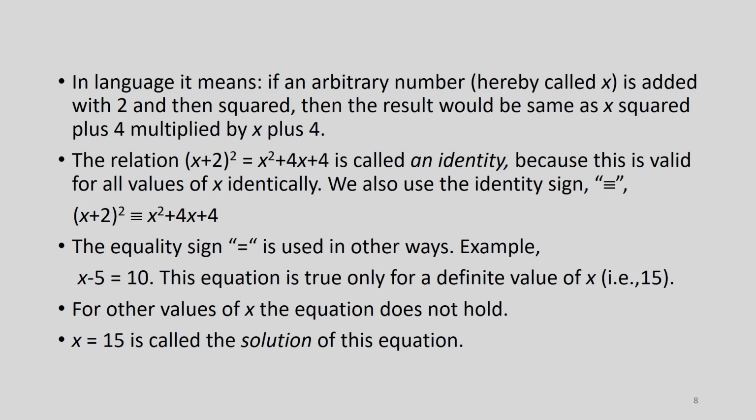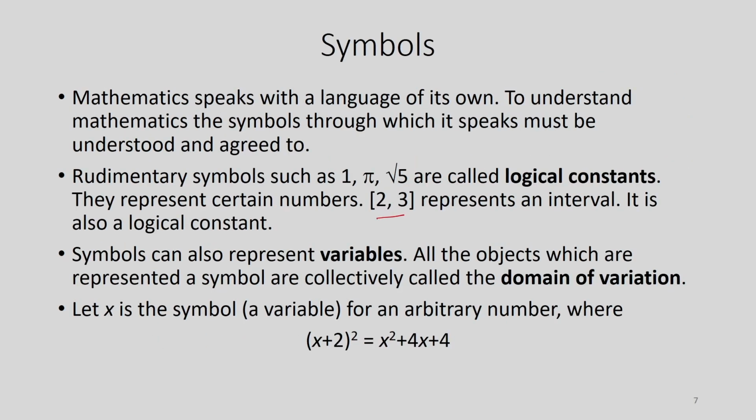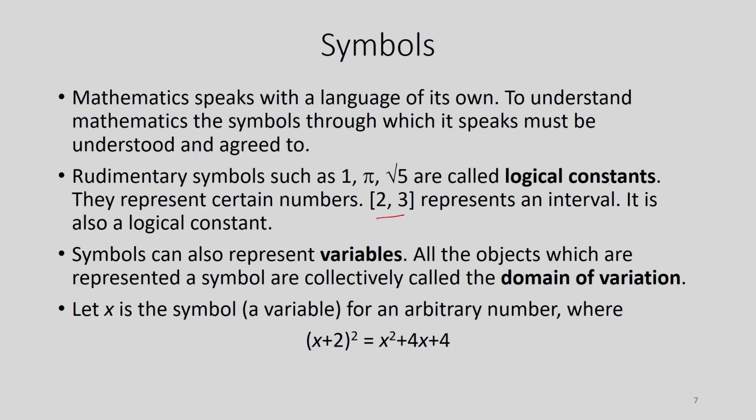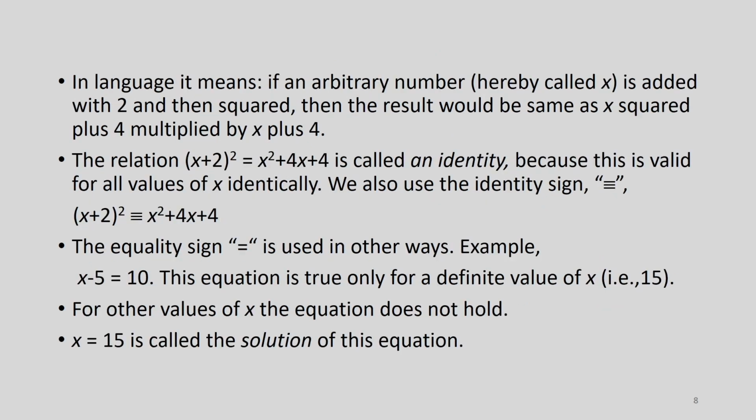This is a whole long sentence in English, which has been condensed in terms of symbols into this short form: (x+2)^2 = x^2 + 4x + 4. The same thing can be written in language, but it becomes quite long. Now, in this relationship x could be any value. There is no bound on x, it can be any value and this will be true. The relation (x+2)^2 = x^2 + 4x + 4 is also called an identity, because it is valid for all values of x identically.